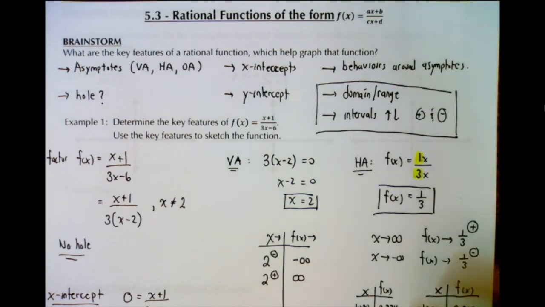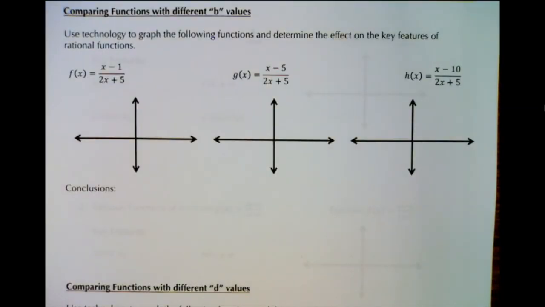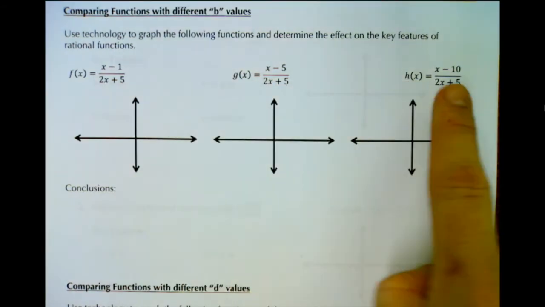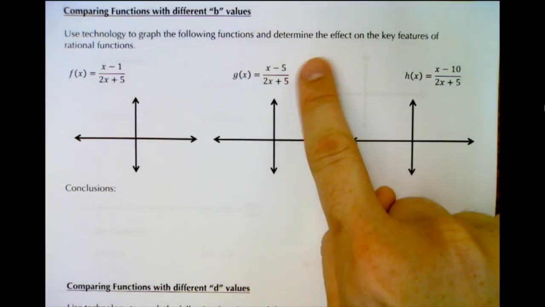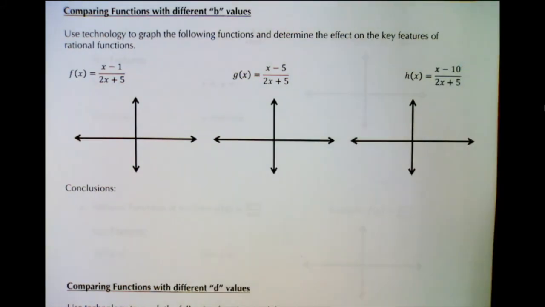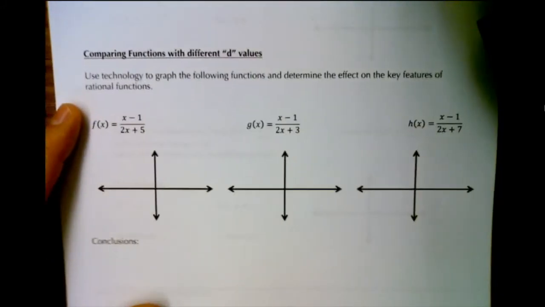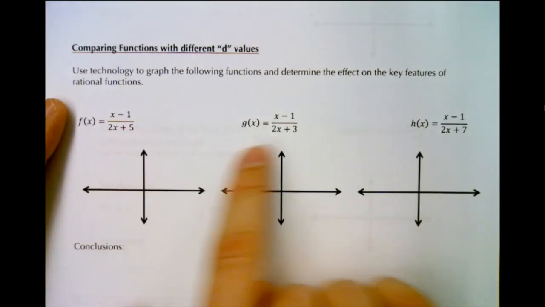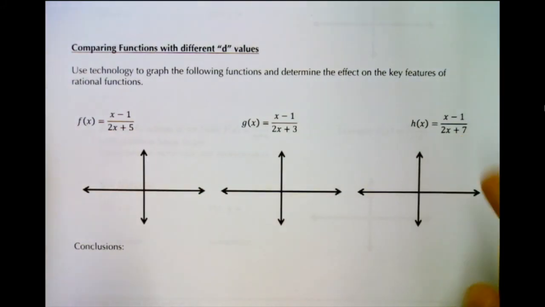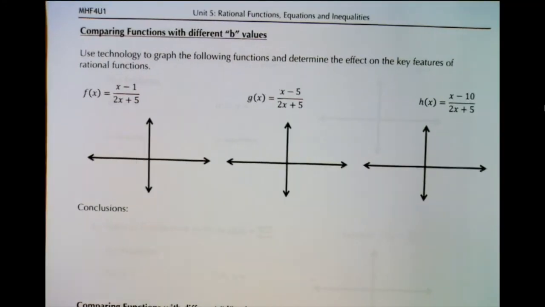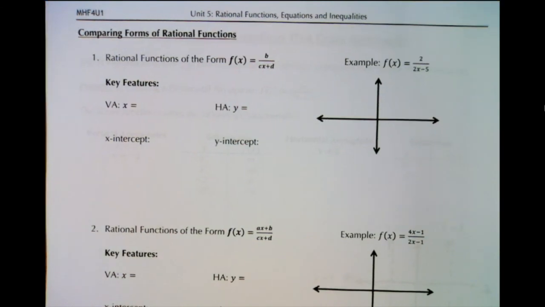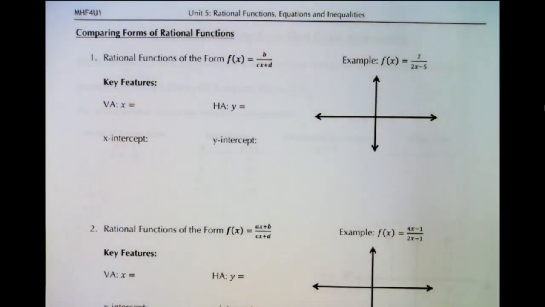In part 2, what I ask you to do is compare these 3 functions by graphing them in Desmos and seeing what changing that last value does to the graph and come up with a conclusion. Same for changing the d value, which is the number in the denominator. See what that does to your graph and come up with a conclusion. And then we're going to pick right back up for part 2 of the videos, where we're going to summarize what happens when you have rationals in this form and how you can graph your rationals quickly using key features.